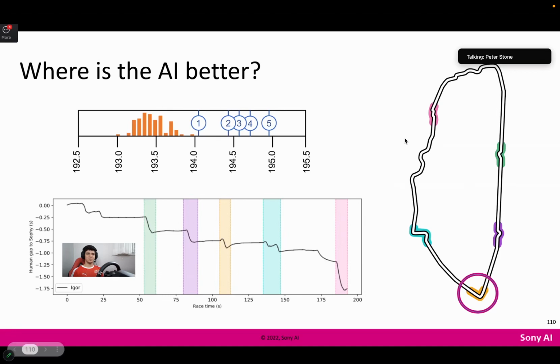Here's Igor, one of the top human drivers, and this is color coded along the track to show his time, how far behind GT Sophie he is. So at the beginning, he's doing just as well as GT Sophie, but then he falls behind in this chicane. He falls behind here. He falls behind more at this hairpin turn, and then again over here. So GT Sophie is finding better driving lines. There's not much of an advantage on the straightaways, but at the curves in the track is where it's doing better.